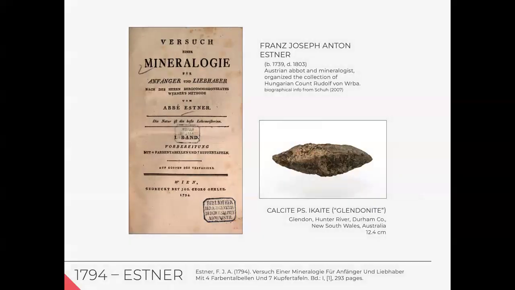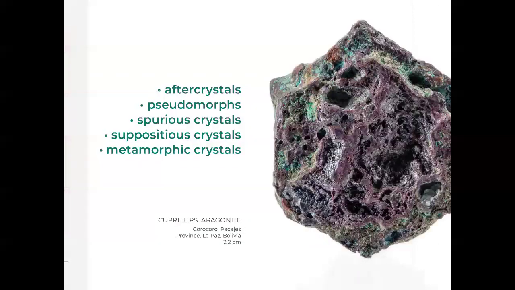So the history of pseudomorphs often starts with Franz Joseph Anton Essner, and he's cited as the first recorded use of the term after crystal. We're going to come back to Essner because we first need to lay some groundwork around the term after crystal and the problem of Abraham Gottlob Werner. There have been multiple names used for pseudomorphs over time. The German after crystal is the first known term for the phenomena, followed by the French pseudomorphs, the English spurious crystals, the Scottish supposititious crystals, and later the Germans returned to add metamorphic crystals.